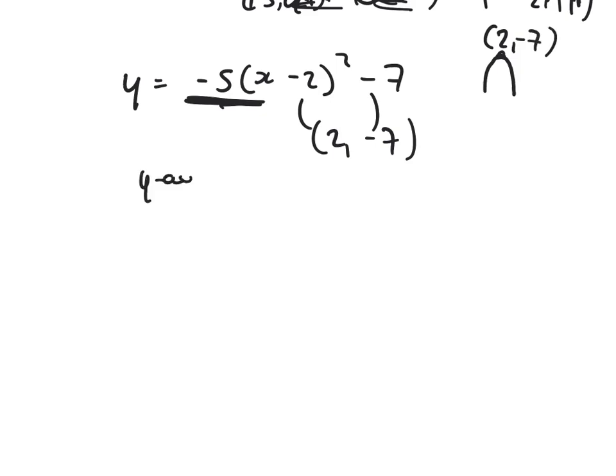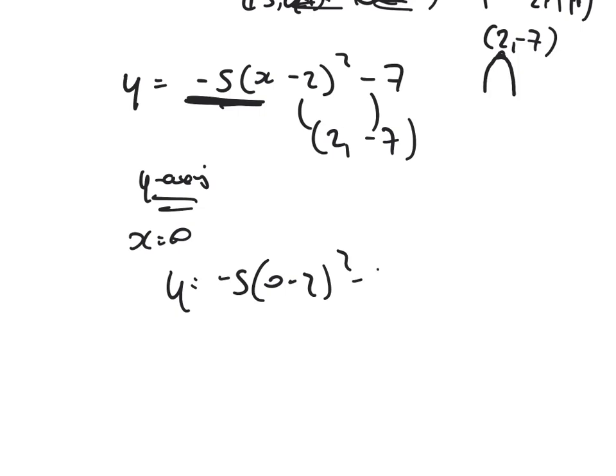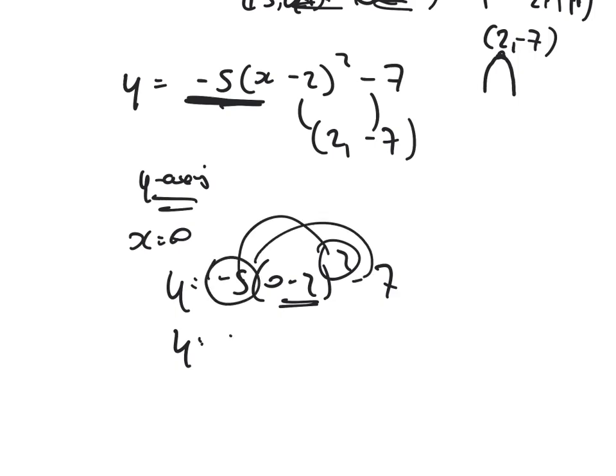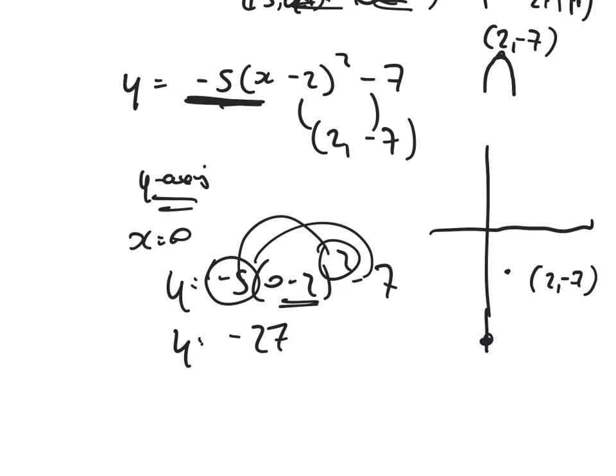And I'll check the y-axis by making x equal to 0. So that would be minus 5 bracket 0 minus 2 all squared minus 7. 0 minus 2 is minus 2, minus 2 squared is 4, 4 times minus 5 is minus 20, minus 20 minus 7 is minus 27. 2, minus 7 might be around there. I'm cutting at minus 27 on the y-axis and it's concave up. And there is the final answer.